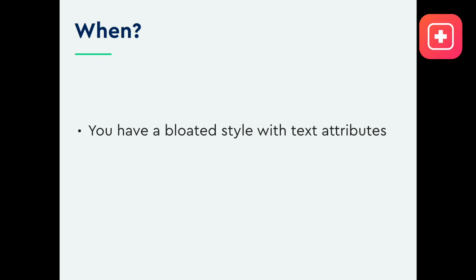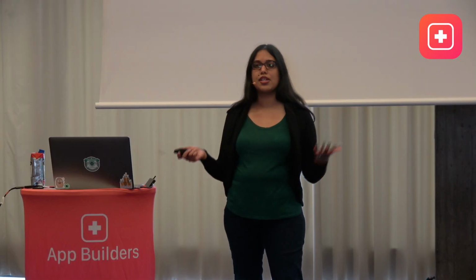So when should you use a text appearance? If you have a style that contains text-related attributes and a bunch of non-text-related attributes, it's generally a good idea to extract it out into a text appearance, because when you do Android:textAppearance on a text view, it's very clear what's going on there. Whereas a style can be styling all sorts of things.